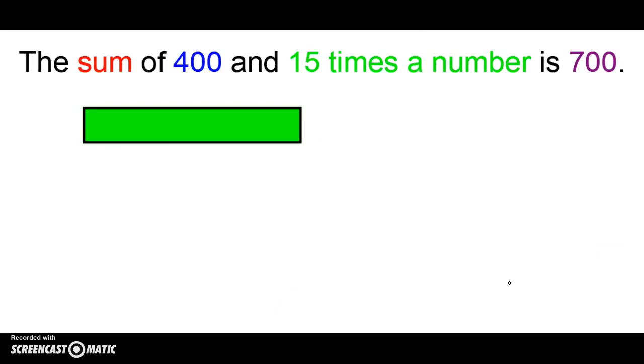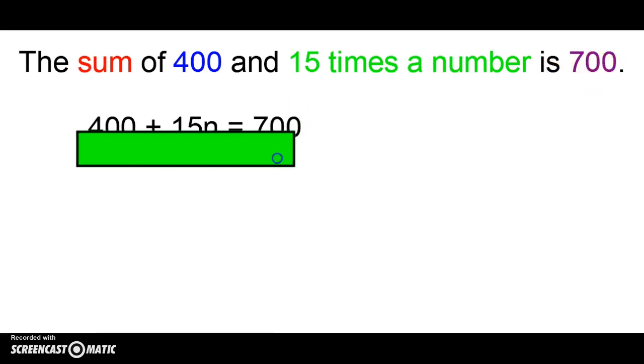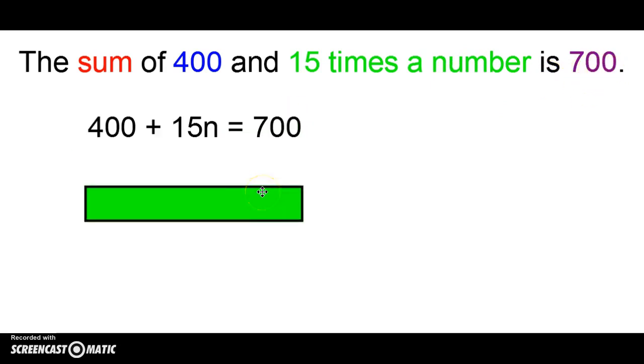Here's another example of one you would have in homework. It says the sum, which tells you it's an addition problem. The sum of $400, or 400, and 15 times a number is 700. And that's the problem we just did on the previous slide. 400 plus 15 times the number equals 700.